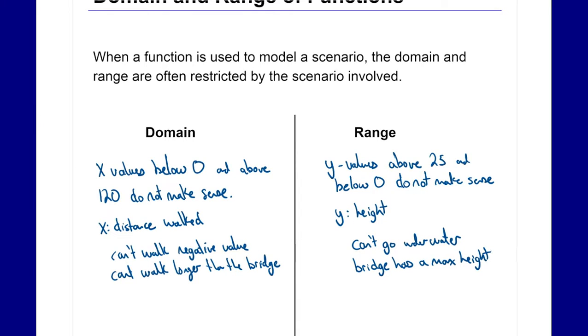So again, we do have some restrictions based on the scenario for our domain and range. So we do have to be mindful that even though our graph might continue on forever, we have to be mindful of the scenario and think about what restrictions or what values can exist.